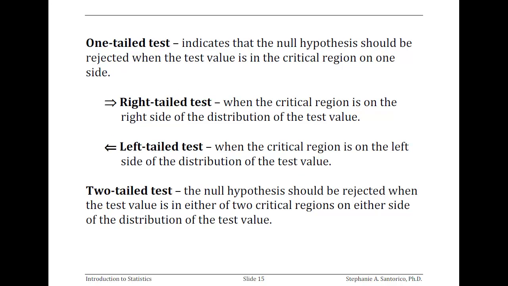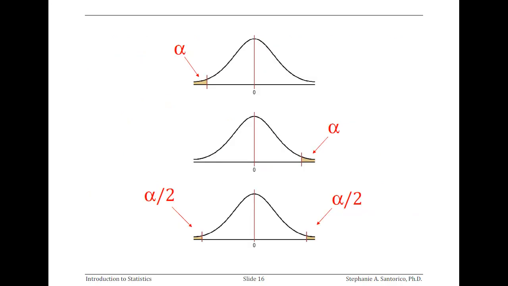As we start thinking about how to set up our critical regions, we'll need to focus on whether we have a one-tailed test. And if that is the case, then we need to ask, is it a right-tailed or a left-tailed test? If it's a right-tailed test, then our critical region is going to be on the right side of the distribution. If it's a left-tailed test, then it's going to be on the left side of the distribution. If we have a two-tailed test, then we are going to have critical regions on both sides. So this is completely general, regardless of whether we had a Z or a T test. We'll do this for each test that we go through. We'll come back to this over and over again.